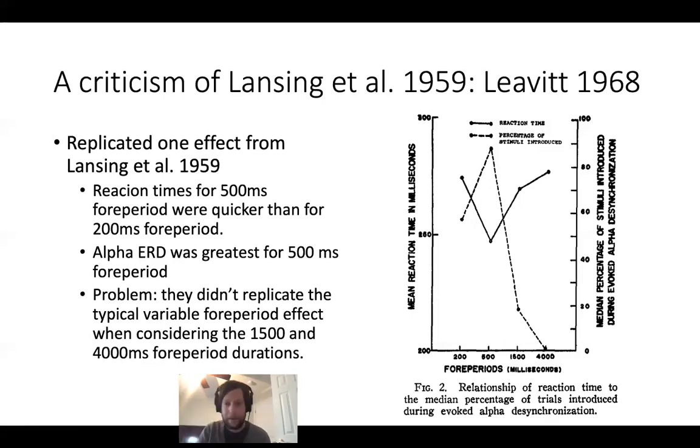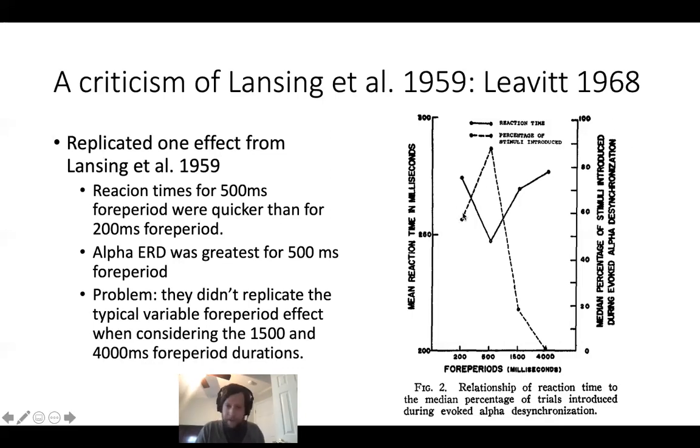And so what's confusing about that is here in the 500 millisecond condition, the alpha desynchronization is really big. But when alpha event-related desynchronization is really big, what that actually means is the alpha amplitude is really small. So it's a confusing figure. That's just the way things were back in the day, unfortunately. We've come a long way since then, I would say.